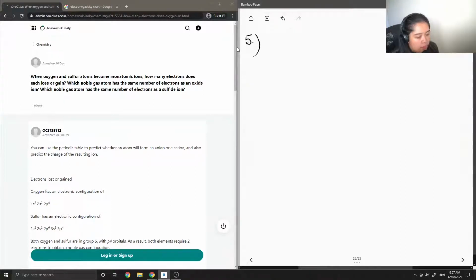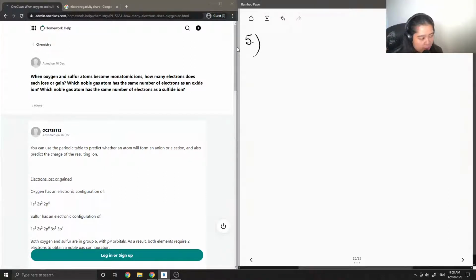Okay, so the next question asks, when oxygen and sulfur atoms become monatomic ions, how many electrons does each lose or gain? Which noble gas atom has the same number of electrons as an oxide ion? And which noble gas atom has the same number of electrons as a sulfide ion?